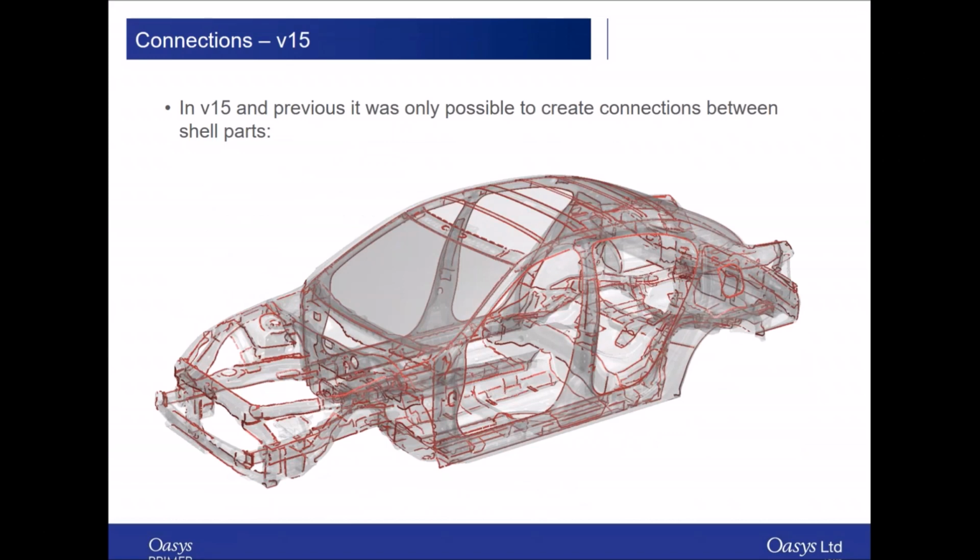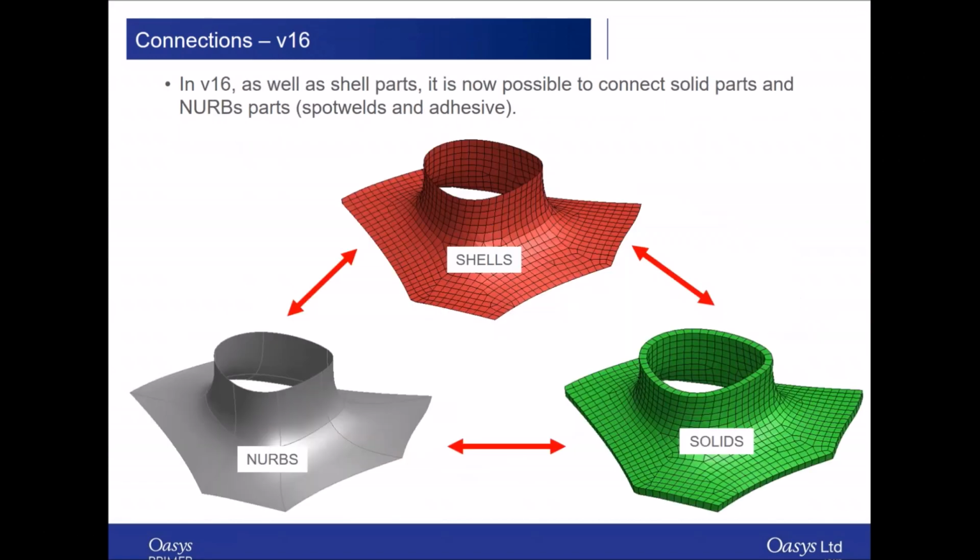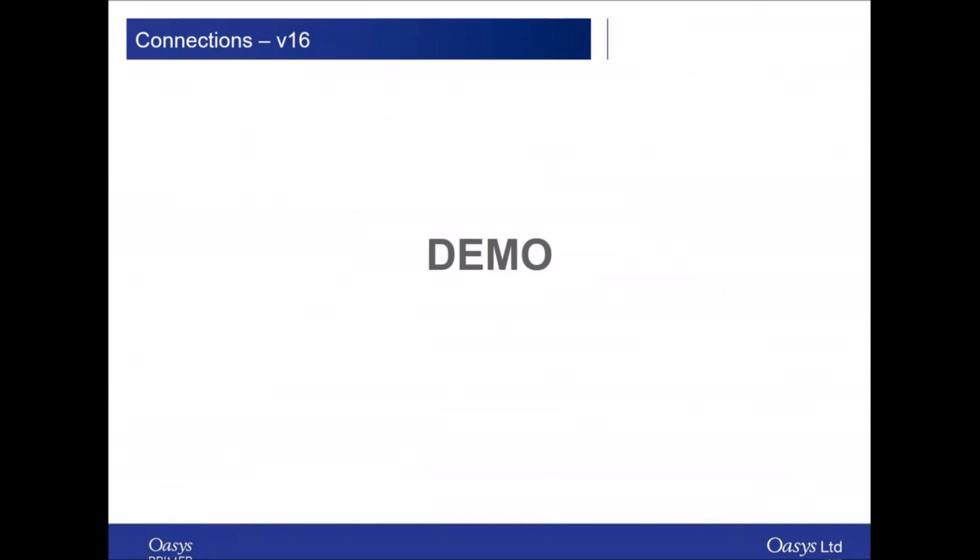Now in version 15 and previous versions, it was only possible to create connections between shell parts. So this is just an example of a body in white that I connected together with adhesive runs, but all the parts in this body in white are shell parts. In version 16, it's now possible to connect to solid parts and NURBS parts as well. Now I'll explain a little bit about NURBS parts later on. But let's just concentrate on shells and solids. I'll just show you an example of this.